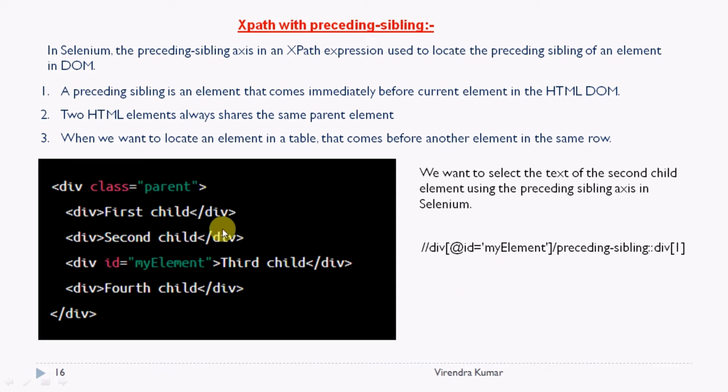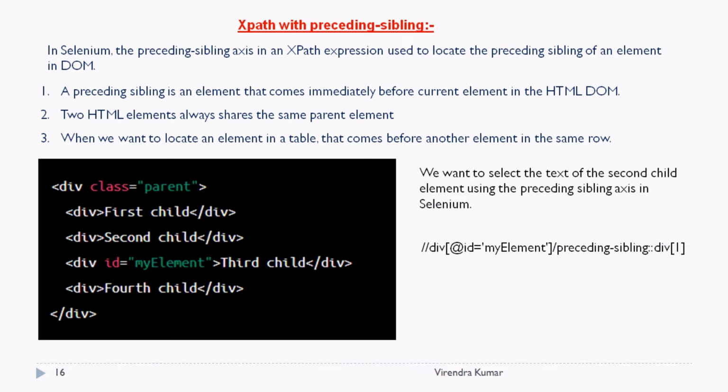Now I want to make the unique matching. So when I traverse from bottom to top, the second child element I call 1. So this is the basic understanding about the preceding siblings. On what conditions we should use the preceding siblings with the XPath locator, I have explained.